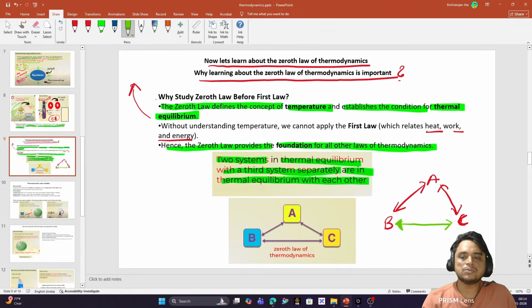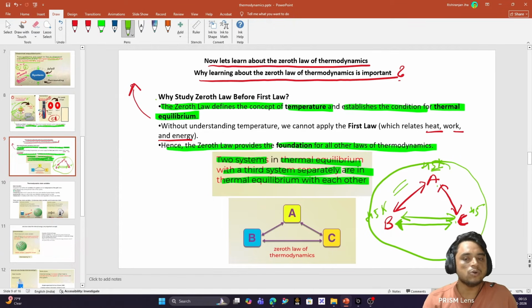So suppose the temperature of A is 45 Kelvin, the temperature of B is 45 Kelvin, so they are in thermal equilibrium. Similarly, system A and system C are in thermal equilibrium. So if A is 45, C must be 45. So if A is in thermal equilibrium with B and A is in thermal equilibrium with C, we can say that both B and C are in thermal equilibrium, and we can say that this whole system is in thermal equilibrium. So hope you understood this zeroth law of thermodynamics very clearly, right?